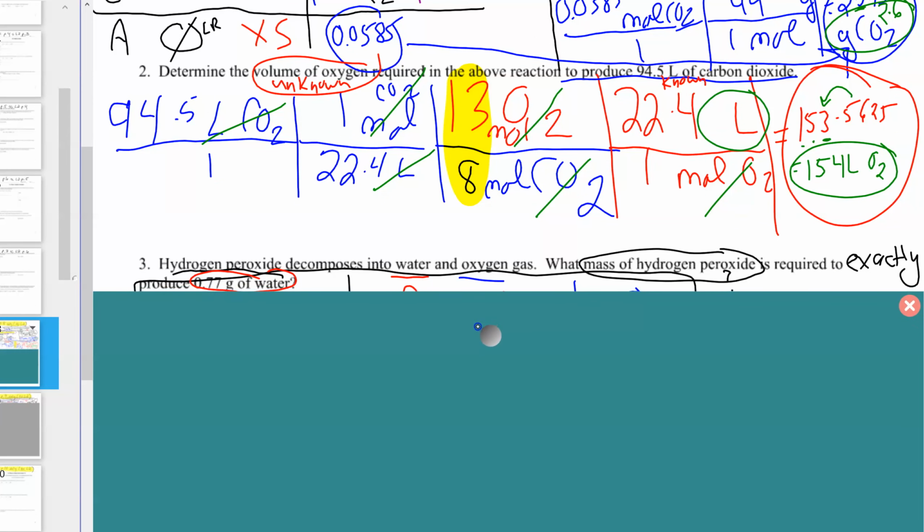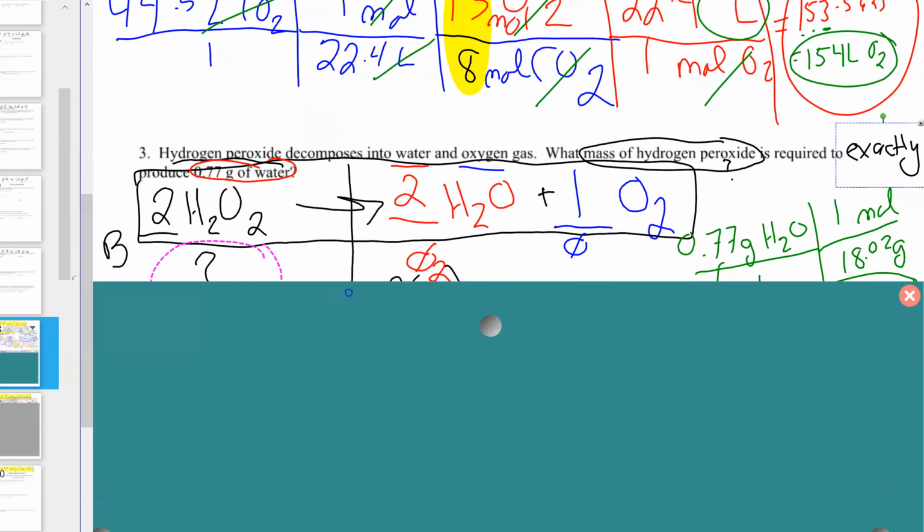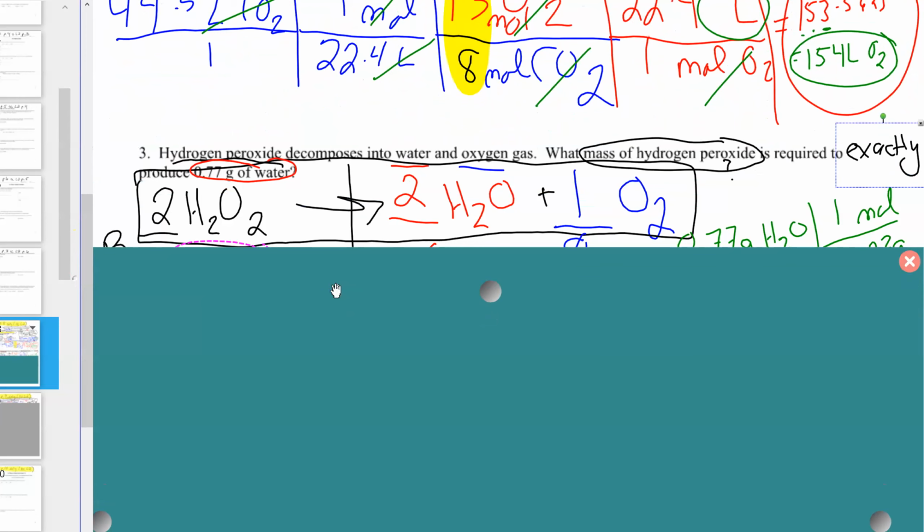So here's a reaction. This is the elephant toothpaste reaction that you saw at the beginning of Chapter 8. Hydrogen peroxide decomposes into water and oxygen gas. What mass of hydrogen peroxide is required to, I'm adding the word exactly, produce 0.77 grams of water? Okay, so here's my chemical equation. I've gone ahead and balanced that for you.